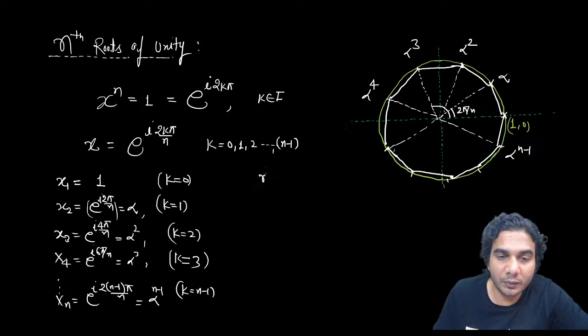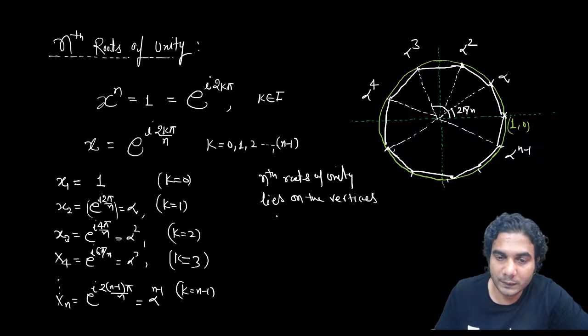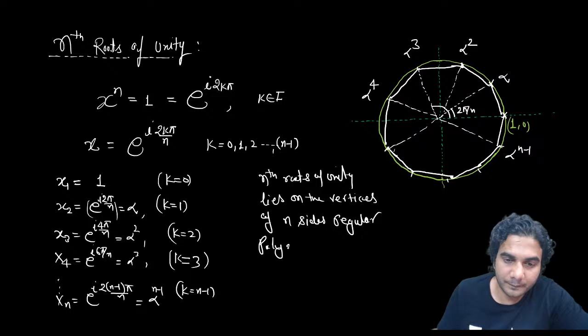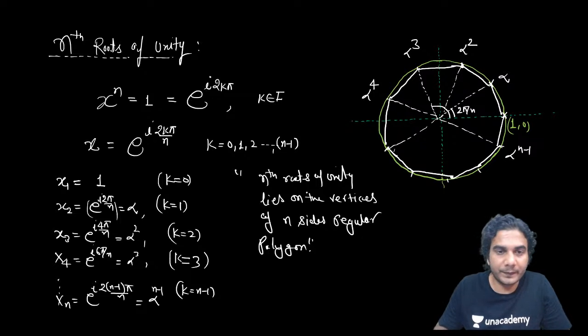So the nth roots of unity lie on the vertices of an n-sided regular polygon. Okay, so that is the statement. I hope you have got it.